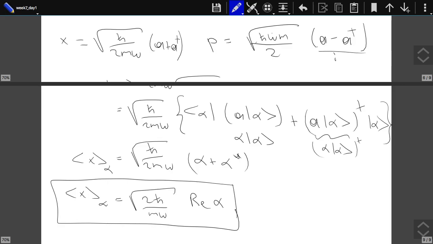Keep in mind, alpha need not be real. And for the time being, I didn't even discuss whether such states exist. I just assume that they exist. If we assume that they exist, this will be the average of x in this state. Let's look at x squared. I want to calculate the uncertainty of this state.